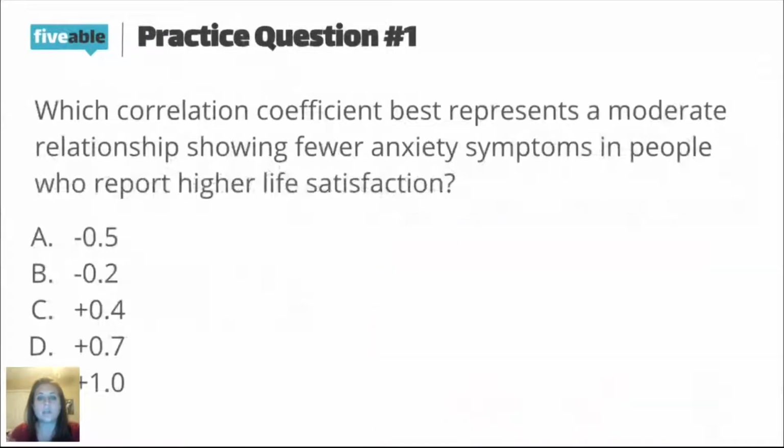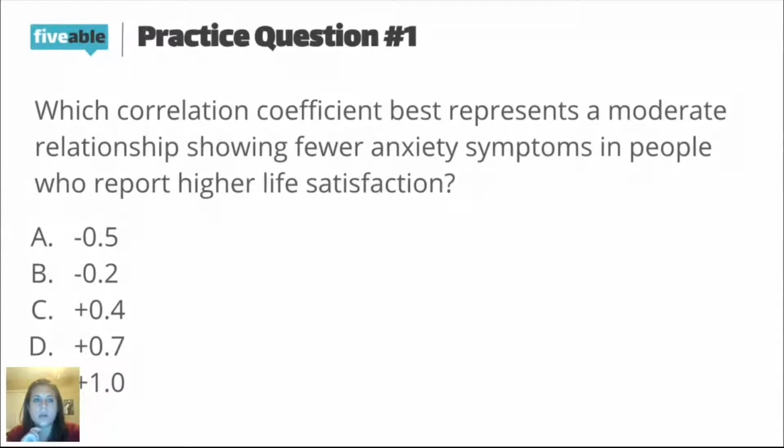So if you want to, in the poll down there, find where it says question 1. And question 1 asks you, which correlation coefficient best represents a moderate relationship showing fewer anxiety symptoms in people with higher life satisfaction? So there's a couple keywords in that question that are going to give you hints to the answers. All right, so the correct answer here is A, and let's talk about why.